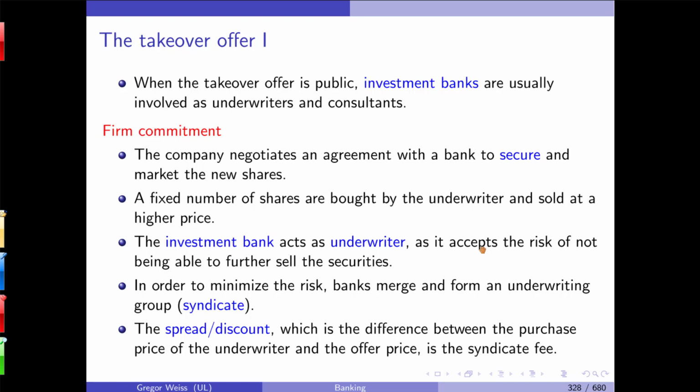And in order to minimize the risk, investment banks will usually form a syndicate, and you will have one lead syndicate investment bank and some others that only take up smaller parts of the new shares. And this spread or discount, this is the difference between the price the syndicate banks are paying to the company, and the price they are making on the market when selling the stocks again. The higher the spread, the higher the discount, the higher the profit of the investment bank will be.